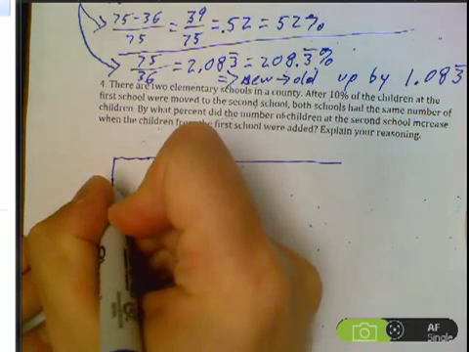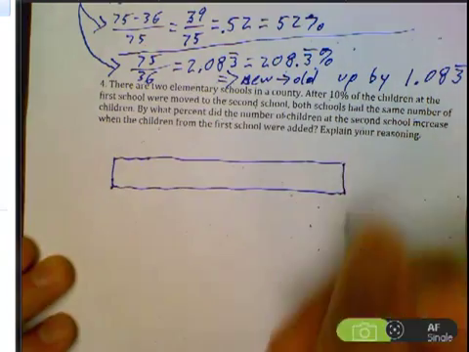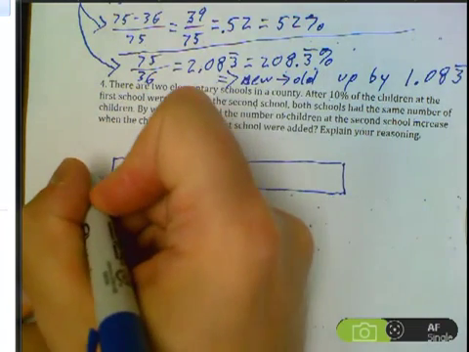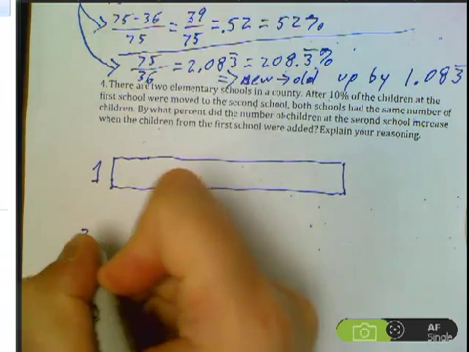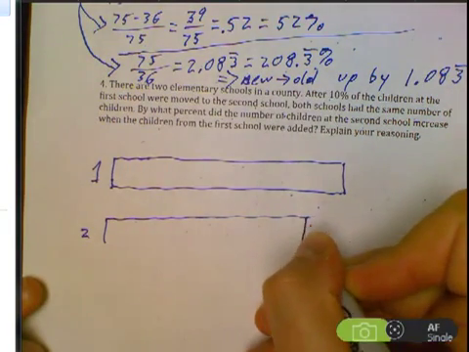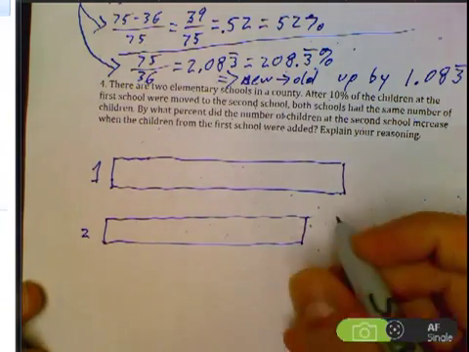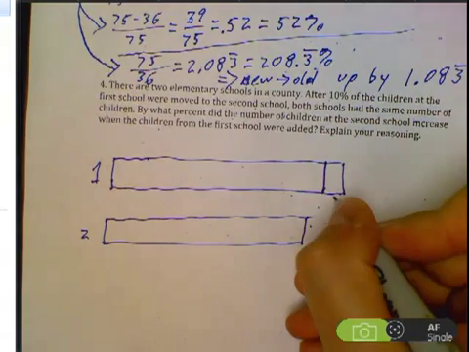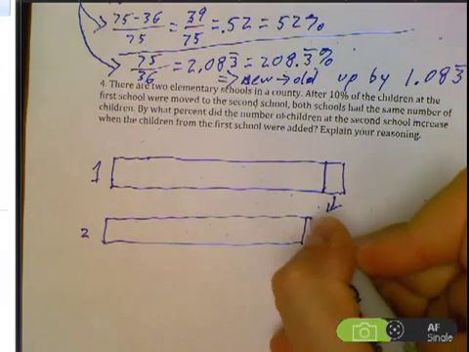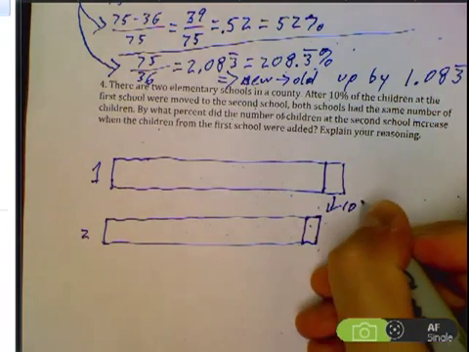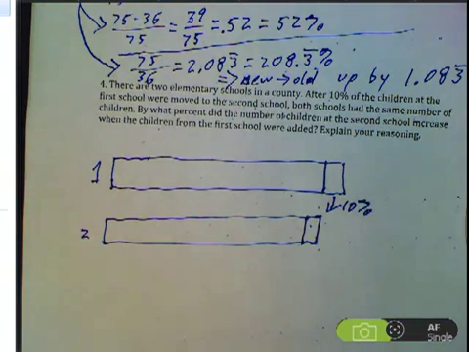Here's school 1. Okay, and then we've got school 2. School 2 has less students. So let's just make a diagram with less students. And we're told that when 10% move to the new school, then they've got the same amount.